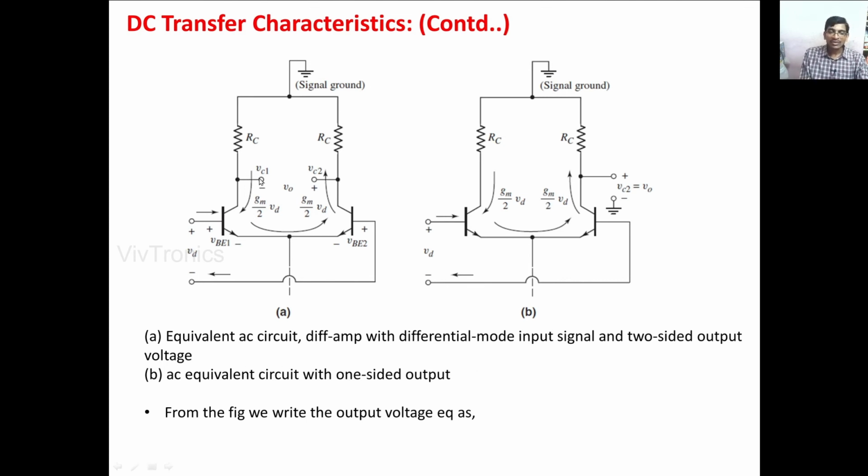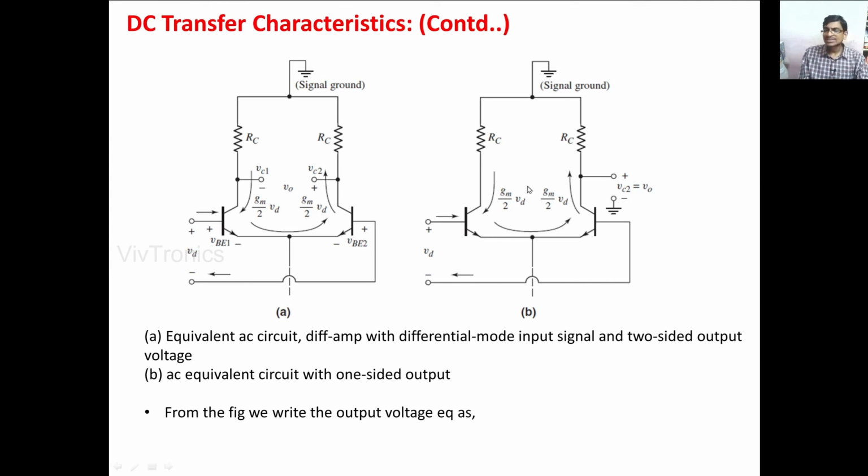Here we have taken the output between the two collector terminals of the differential amplifier, which is called the two-sided output voltage. This is also called balanced output. The second figure shows the AC equivalent circuit with a one-sided output. Here we have taken the output across one collector terminal with respect to the ground, either the Q2 terminal or the Q1 terminal.